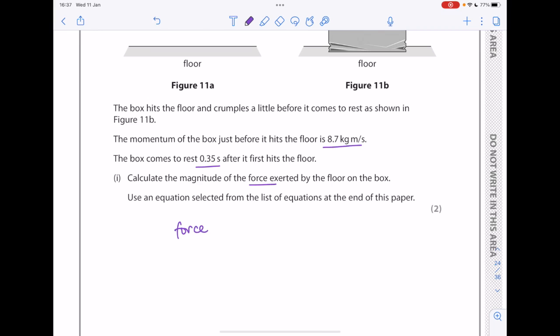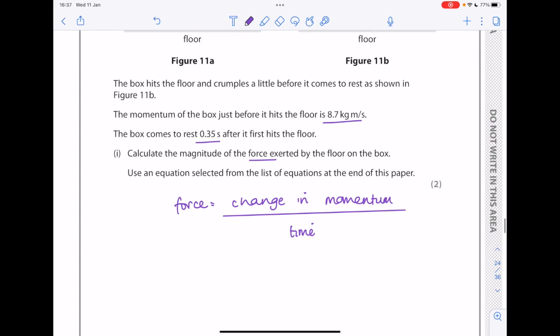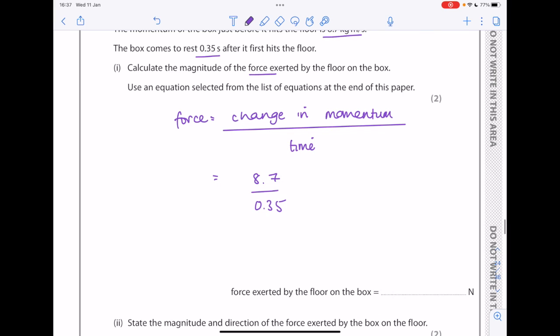So you want force equals change in momentum over time. So that change in momentum we've been told is 8.7. The time value is 0.35. So our answer here is 25 newtons.